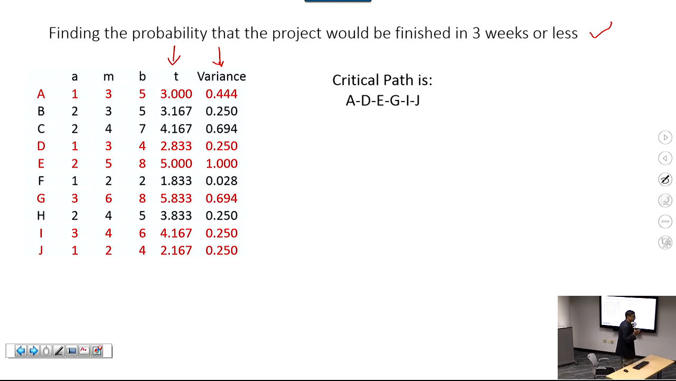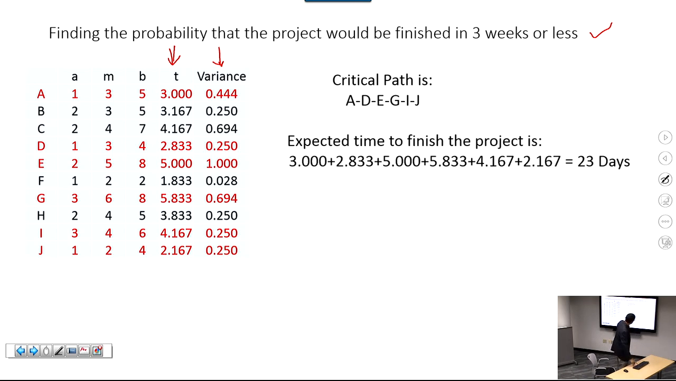So the first thing you do is you add the expected times on the critical path, all right? So I'm going to take the times in red for the activities A, D, E, G, I, J, and I'm going to find the expected time of completion for the project. I do this, and I find that the expected time to finish the project is 23 days.